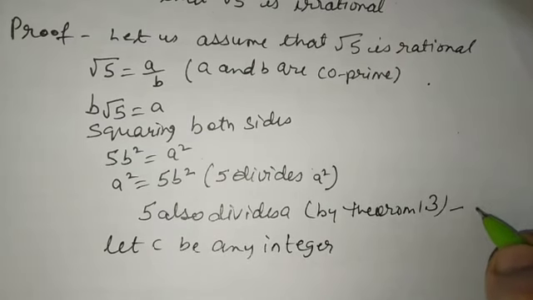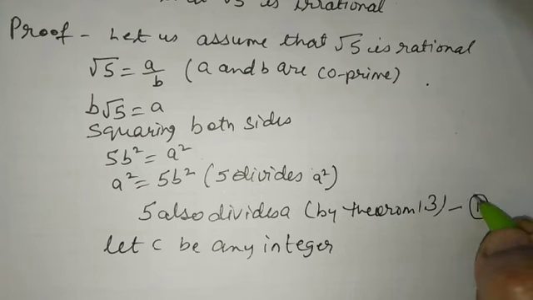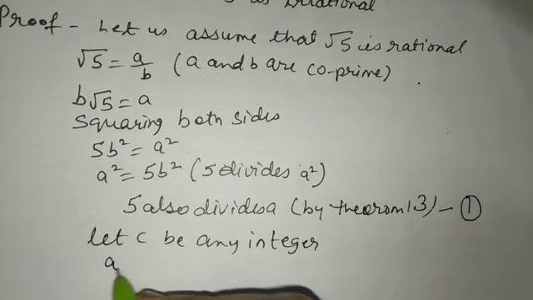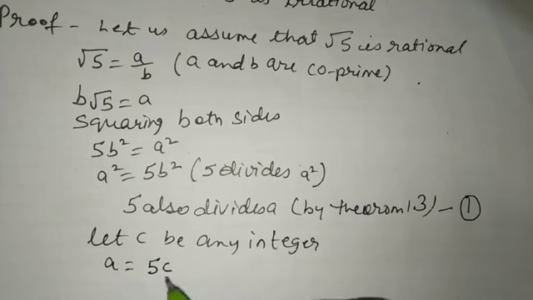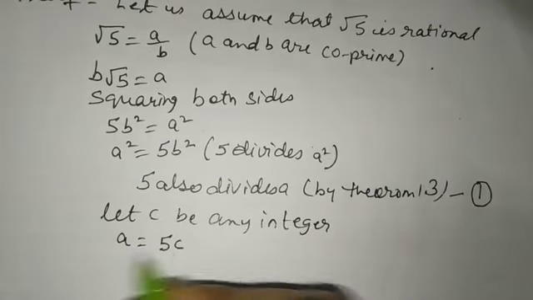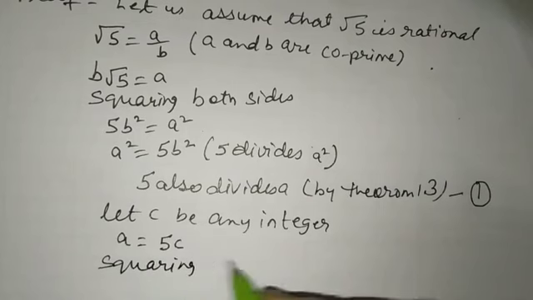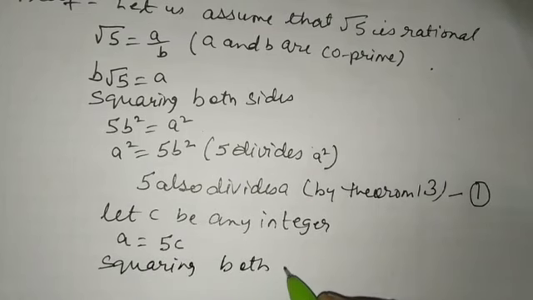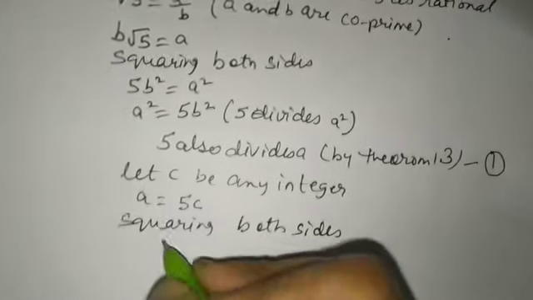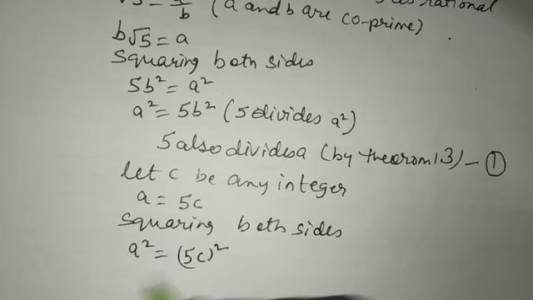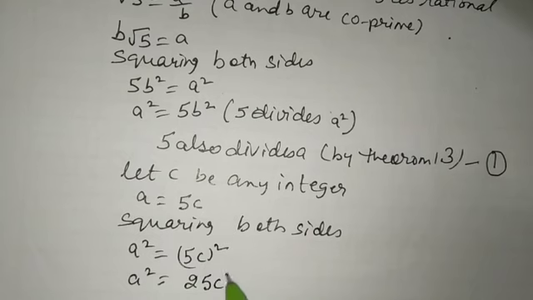Now let's say this is our 1 here. Now let c be any integer, so we can write a is equal to 5c. Now we square both sides. Squaring both sides, we get a square is equal to 5c whole square. So we have a square is equal to 25c square.